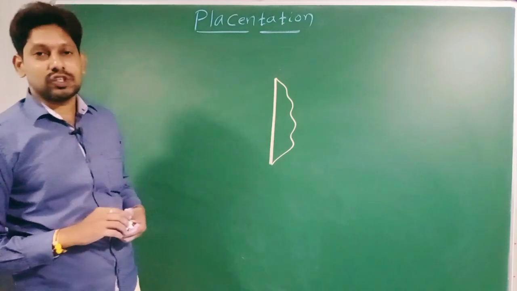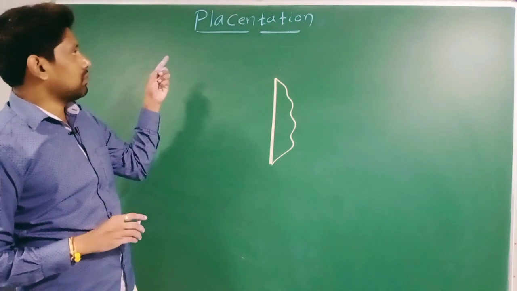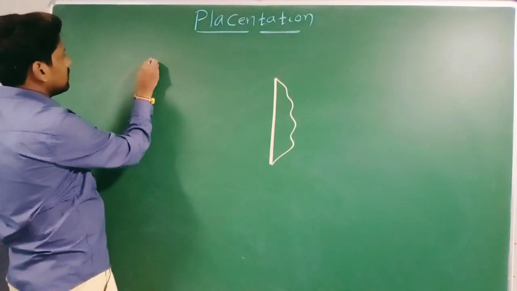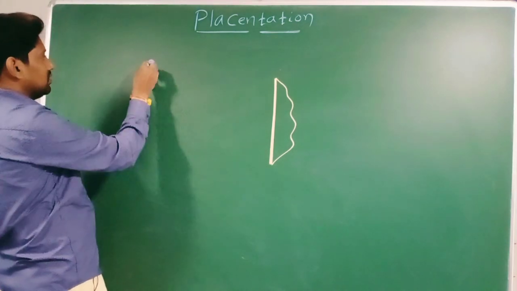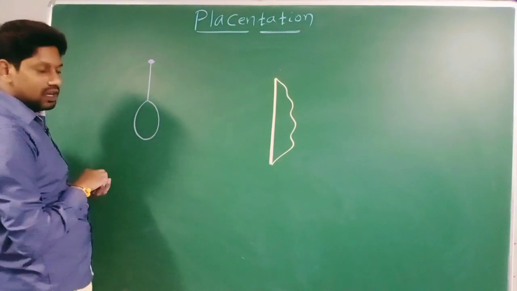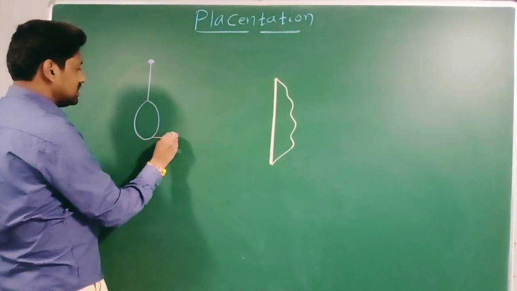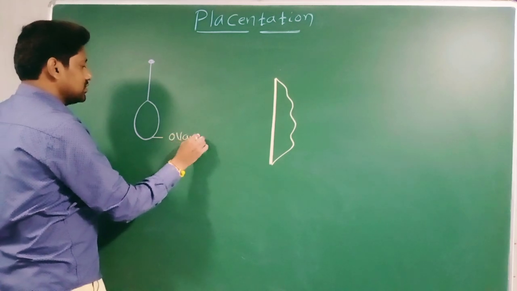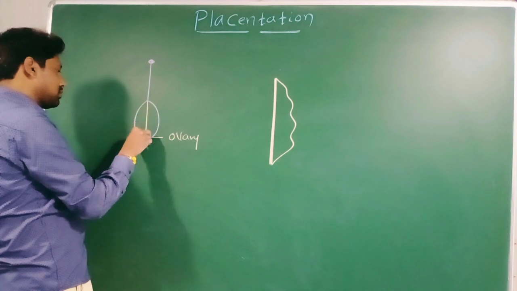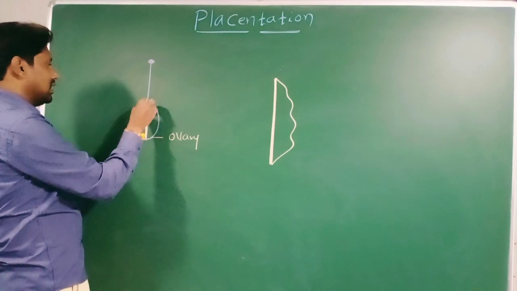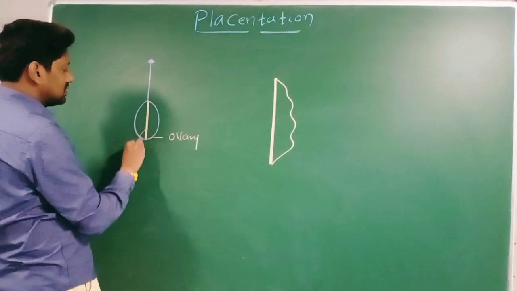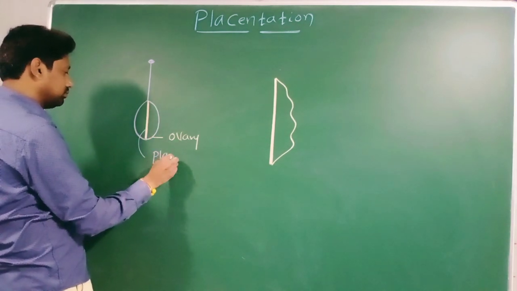Now go for the next topic in Gynecium, that is placentation. See here, this is a stigma, this is style, this is ovary. In this ovary, one tissue is present by name placenta. This is called placenta.